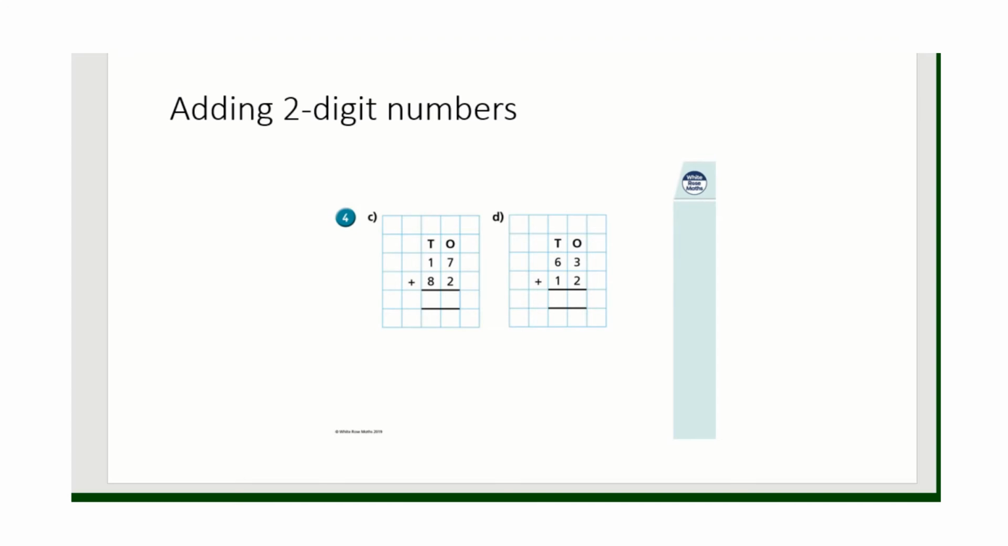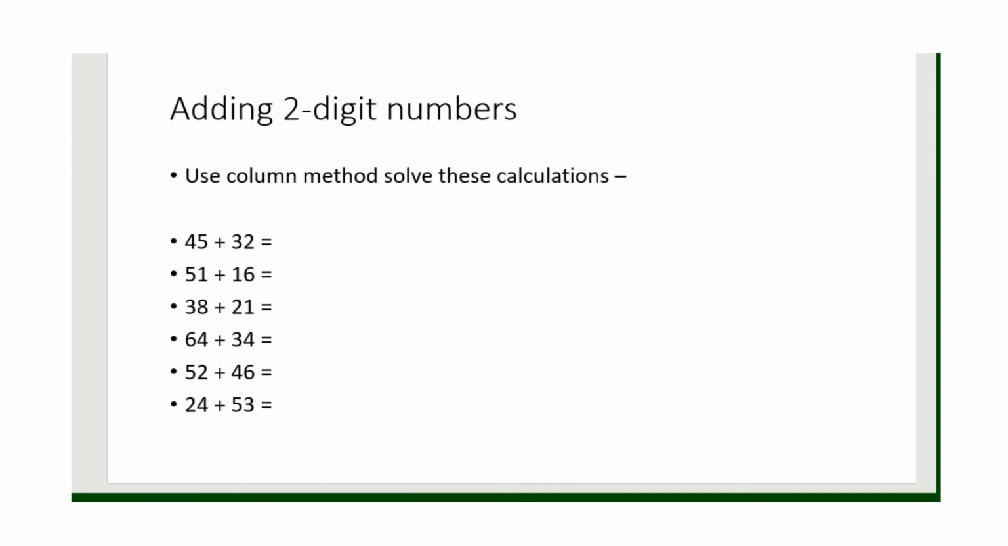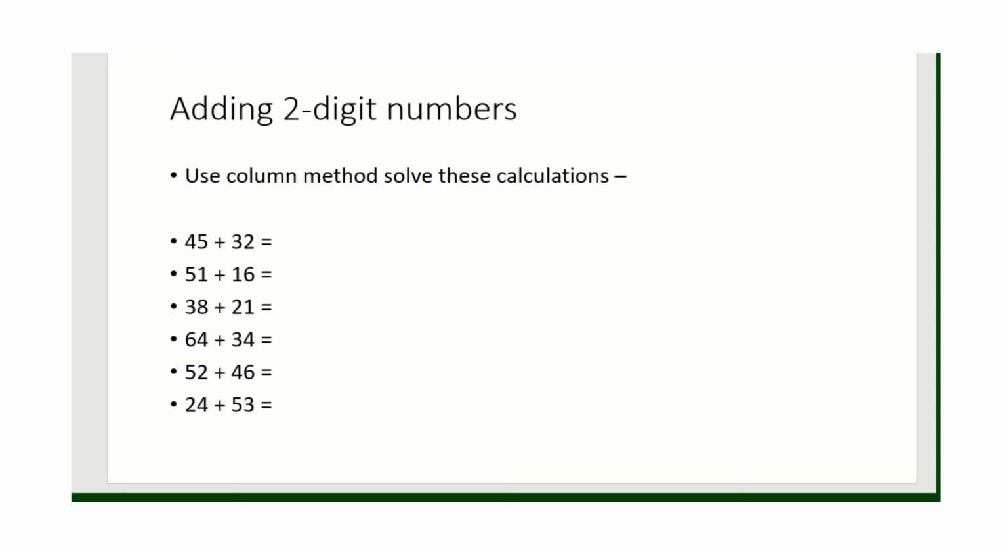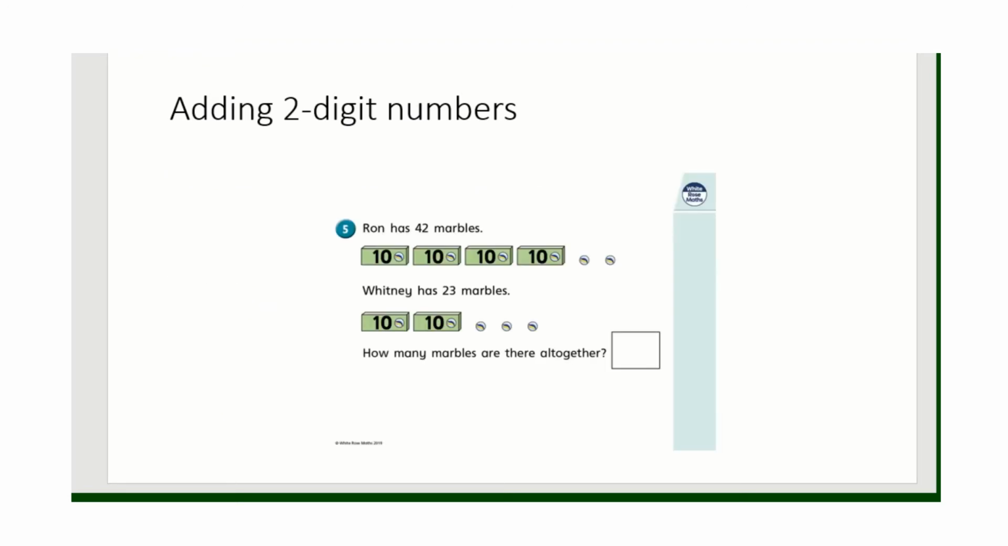Write them out. Then have a look at these. Look, they're written out like straight. So it's 45 add 32. But can you use the column method to solve them calculations?